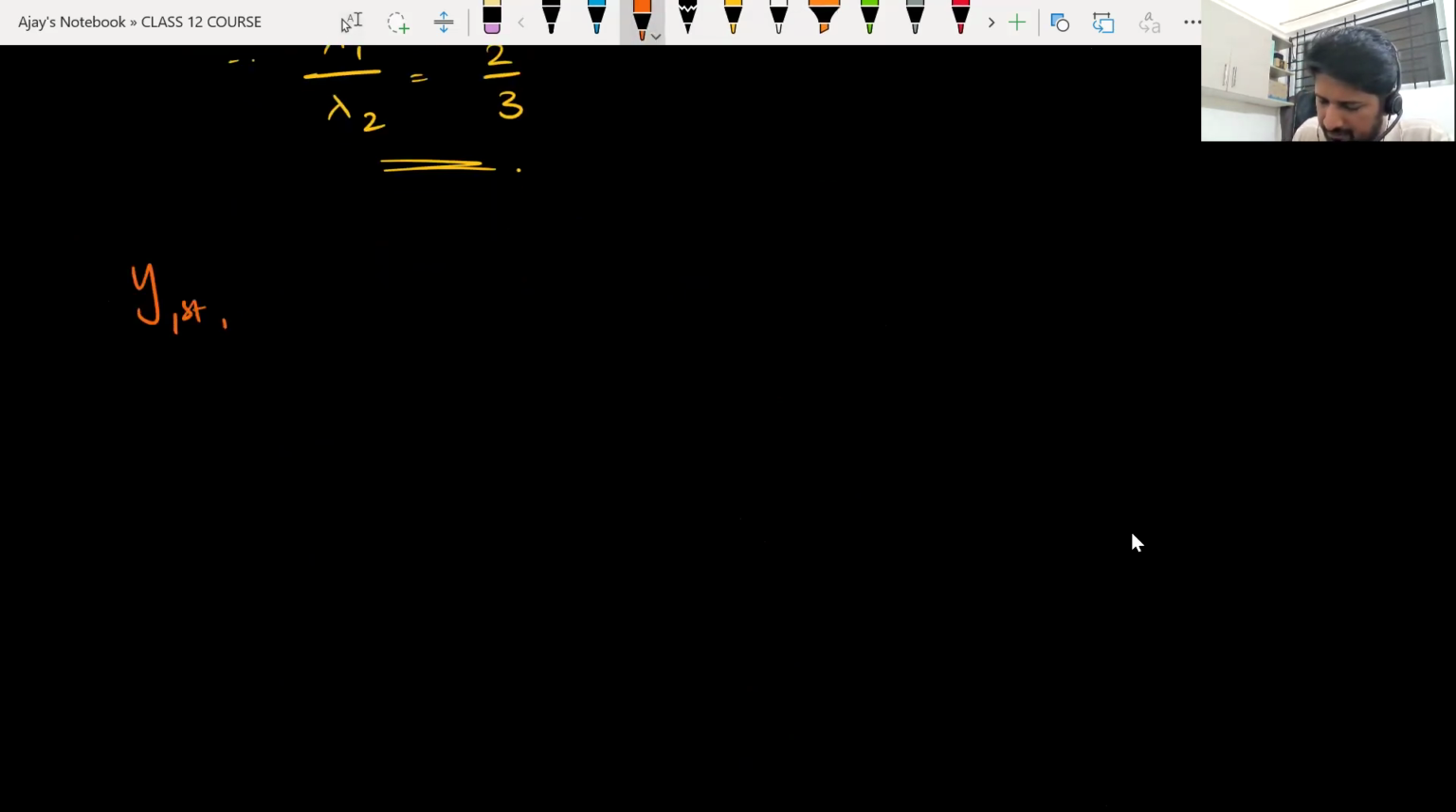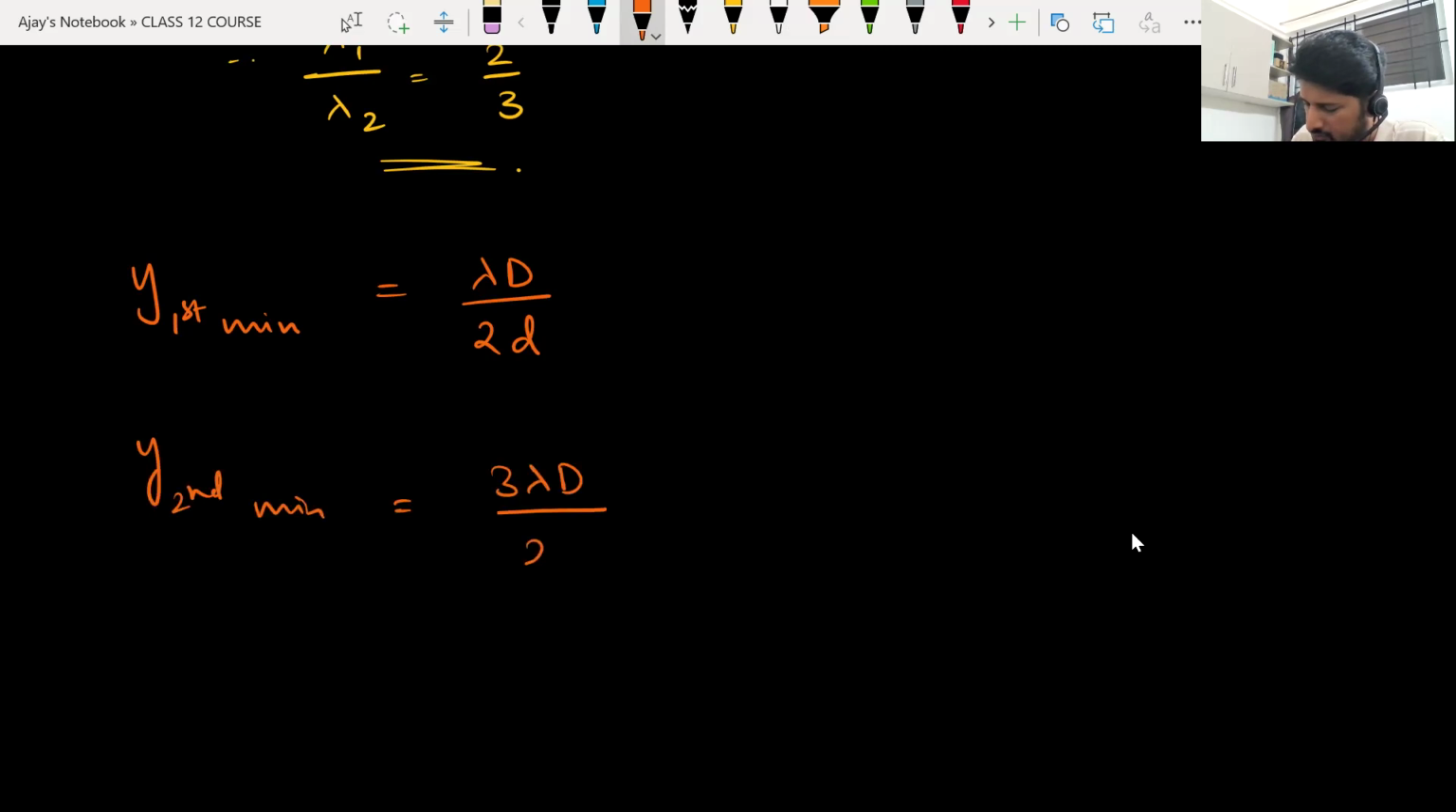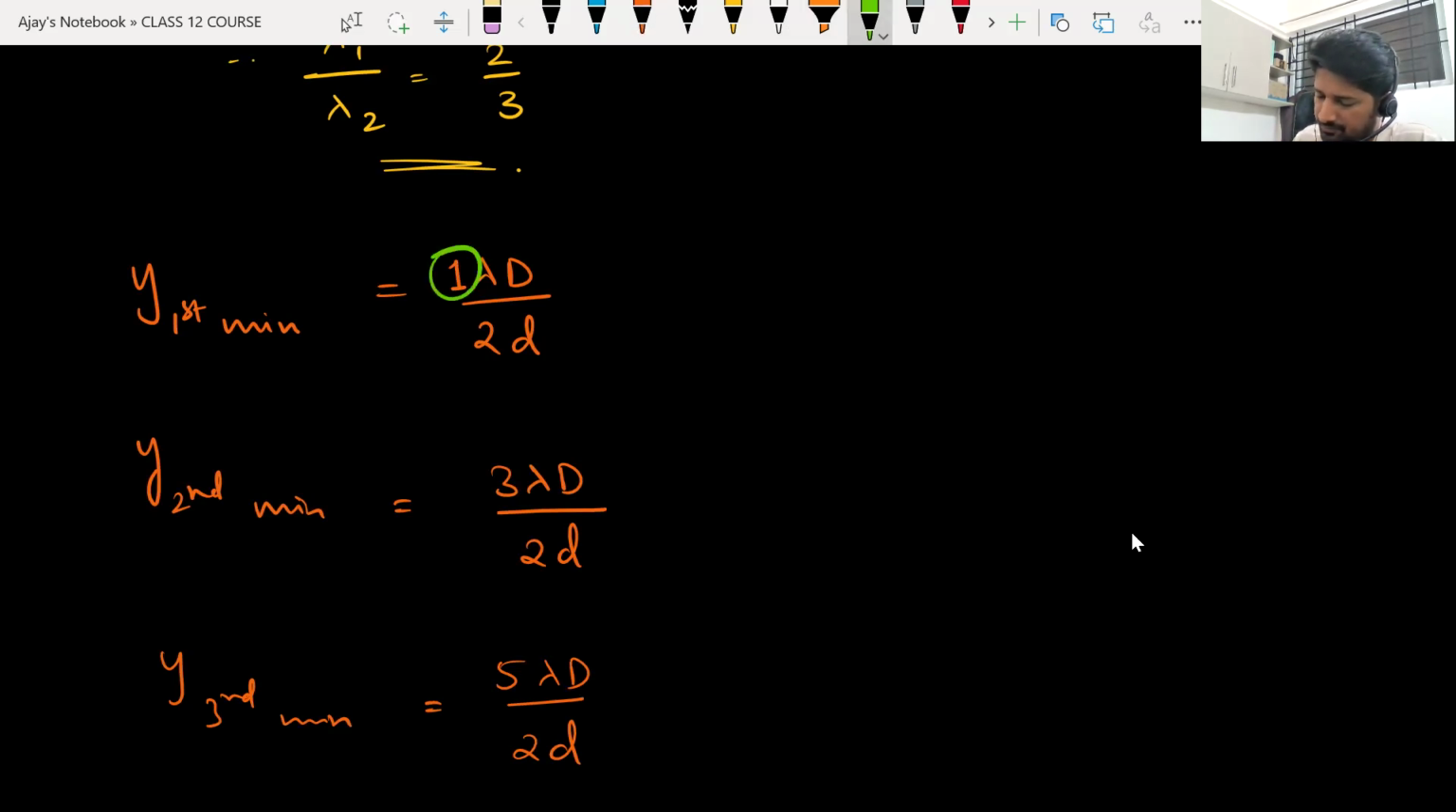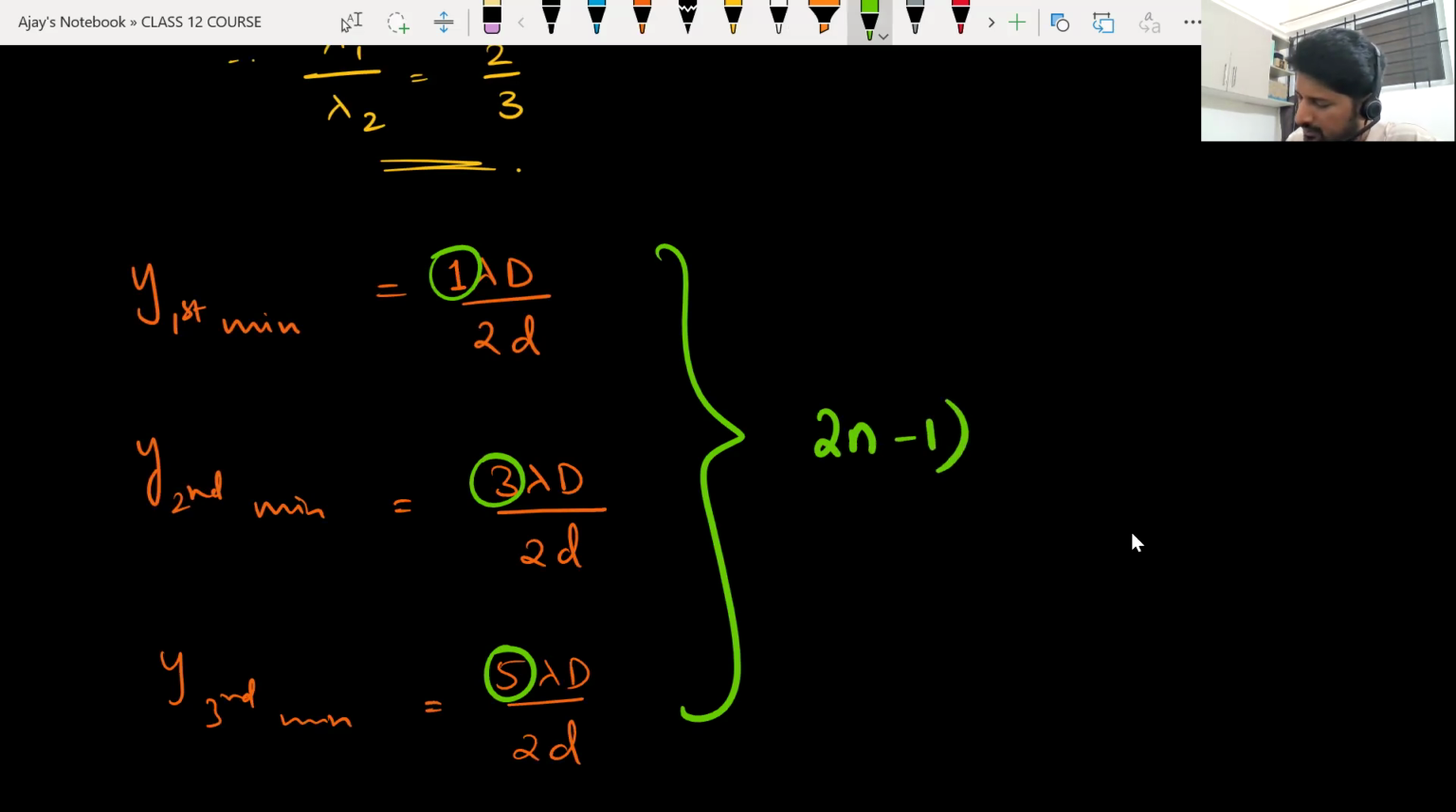The y coordinate of first minimum is 1 lambda capital D by 2 small d. Y coordinate of second minimum is 3 lambda capital D by 2 small d. Then the third minimum will be 5 lambda capital D by 2 small d. And so on. And here also you can see a sequence. They are all basically odd multiples of lambda D by 2d. So if you generalize this sequence, it becomes 2n minus 1 lambda capital D by 2d.